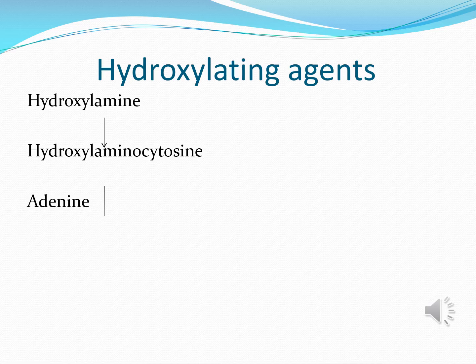Hydroxylating agents, such as hydroxylamine, add hydroxyl groups to bases. Hydroxylamine specifically reacts with cytosine to form hydroxylaminocytosine, which pairs like adenine rather than guanine. This causes GC to AT transition mutations with high specificity. Hydroxylamine does not significantly modify thymine, adenine, or guanine under typical conditions. Because of its specificity, hydroxylamine is a valuable tool in experimental mutagenesis for generating targeted mutations and studying structure-function relationships in proteins.